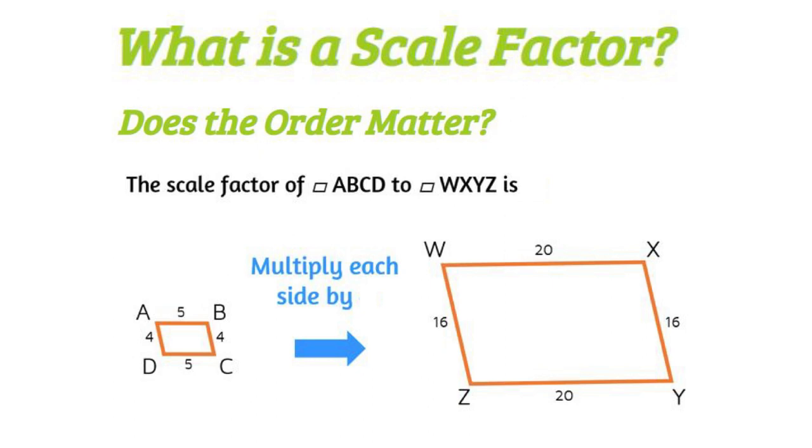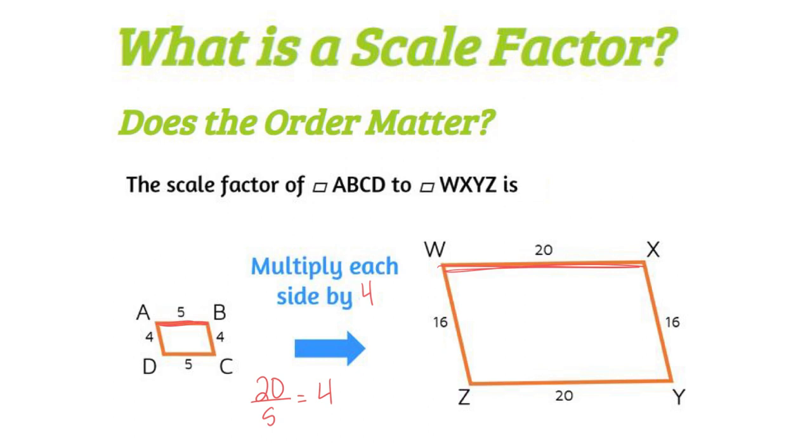So does the order matter? Well, I've already told you order matters on this stuff. So yes, it does. The order is very important when you write a scale factor. Let's figure out the scale factor from our first rectangle to our second rectangle real quick. We have AB to WX, so that'd be 20 over 5, which simplifies to 4. If we say our scale factor is 4, that means the second shape is 4 times larger. So we would have to multiply by 4 on each side.